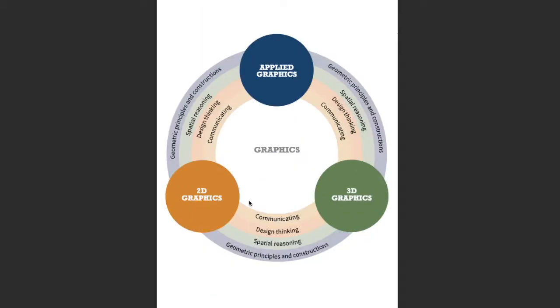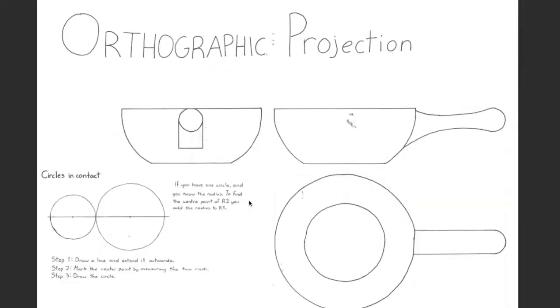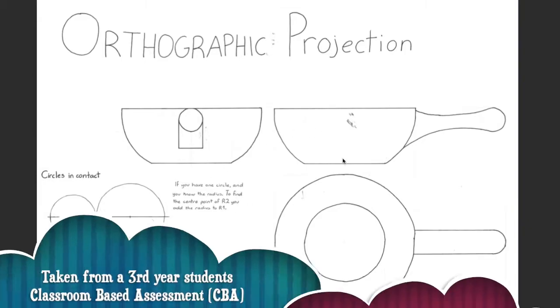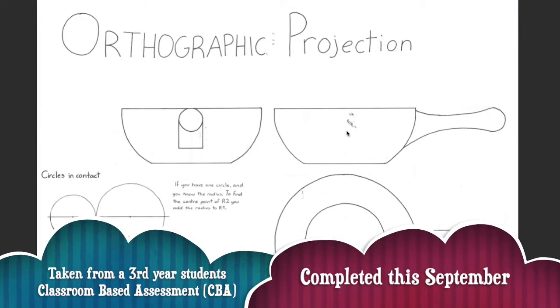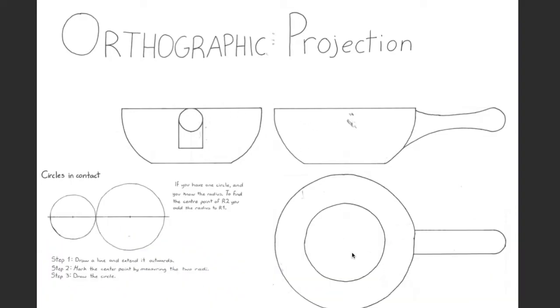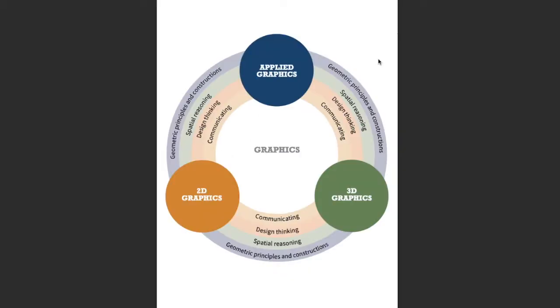So the subject itself is made up of three main elements. We have 2D graphics, 3D graphics, and applied graphics. 2D graphics, here's an example of that. We have here in this case a frying pan. So I have a front view here, I have a side view, and I have a top view of the frying pan. This is a 2D representation. So you can imagine an awful lot of plans. If I wanted to submit plans for something to someone who's going to manufacture it, I'd be giving them orthographic projection drawings, just like this 2D drawing.